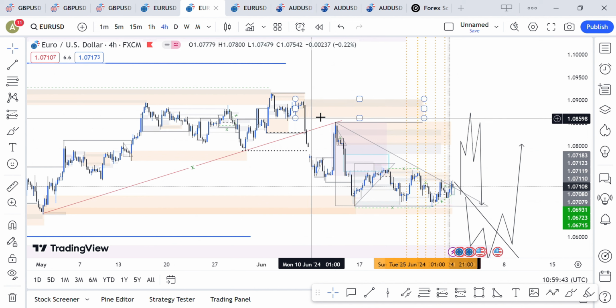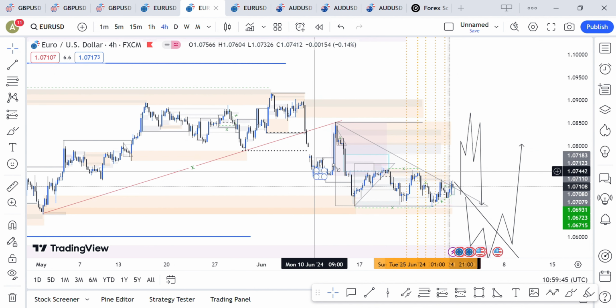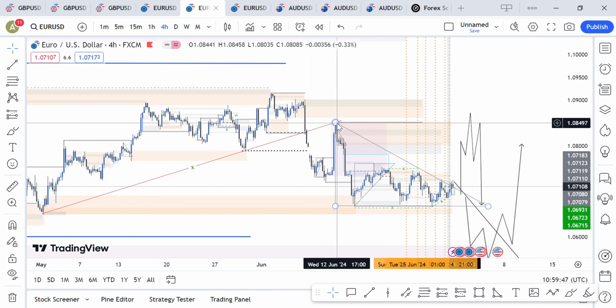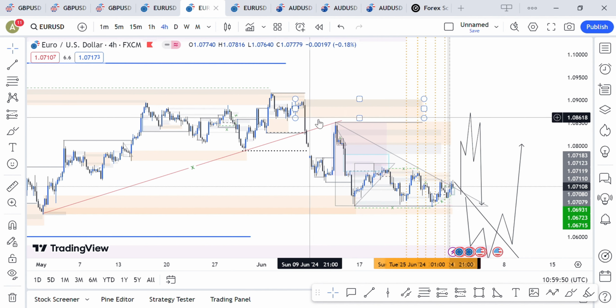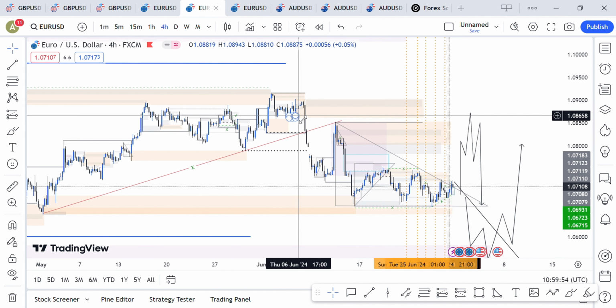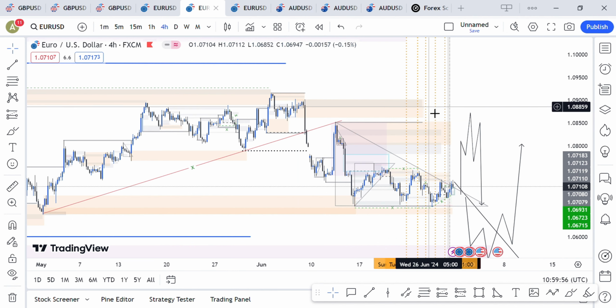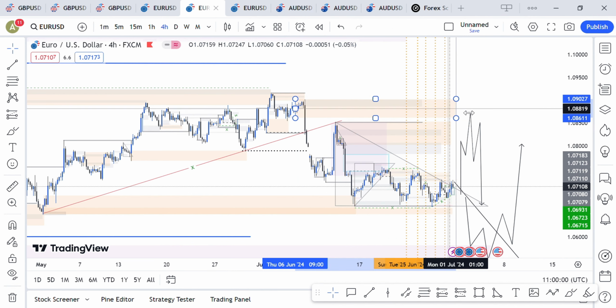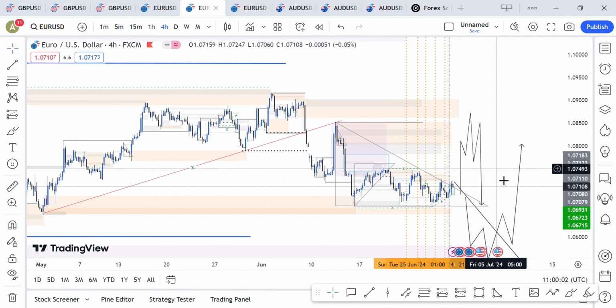Now after this change of character, where it was caused by the NFP, like we said, price did pull back, but not to the POI that we expected. I think this is the fractal POI, for those SMC students, you know what I mean. So we have not seen price touching there.